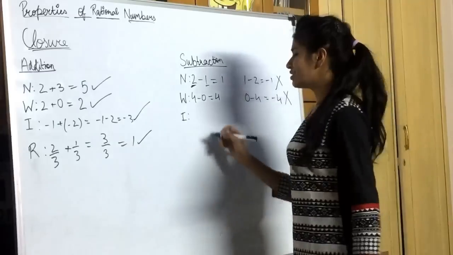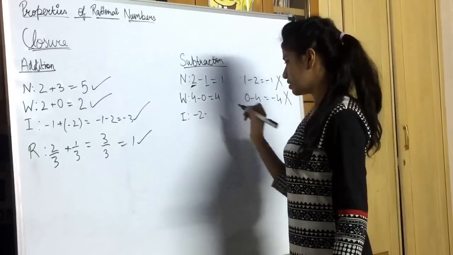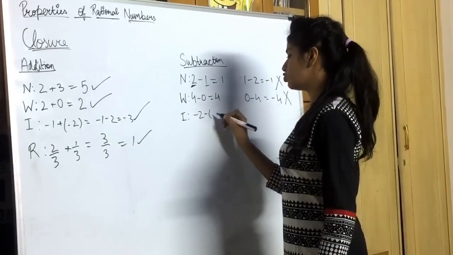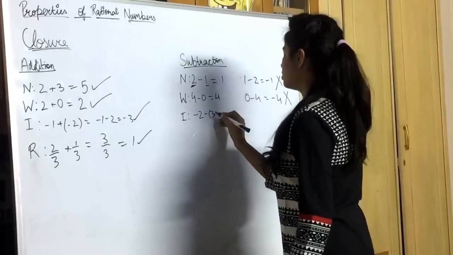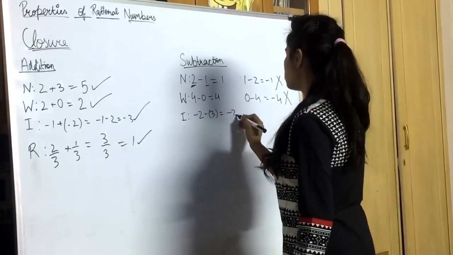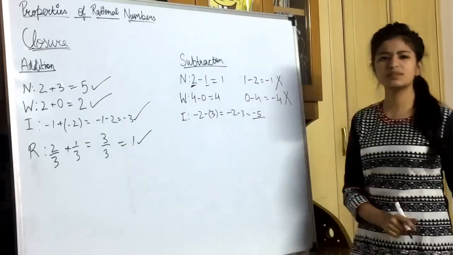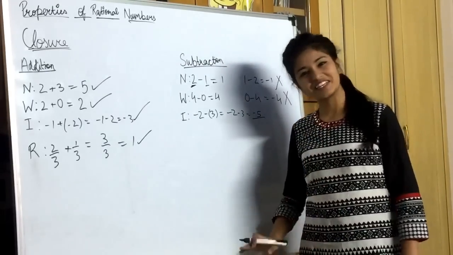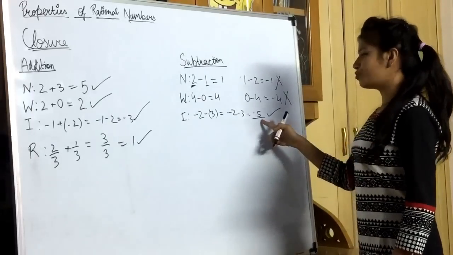Let's take an integer, say minus 2, and another integer, since we are subtracting, let's take 3. So this gives us minus 2 minus 3, that is minus 5. Guys, is minus 5 an integer? Yes, of course it is. So closure property holds true.